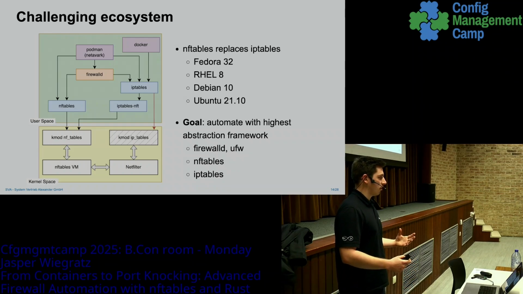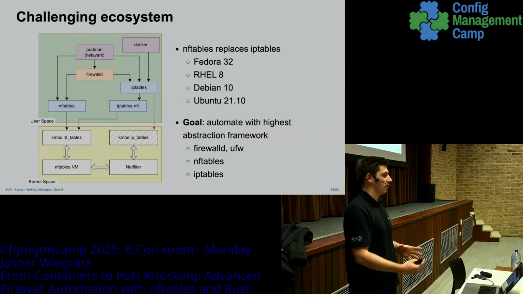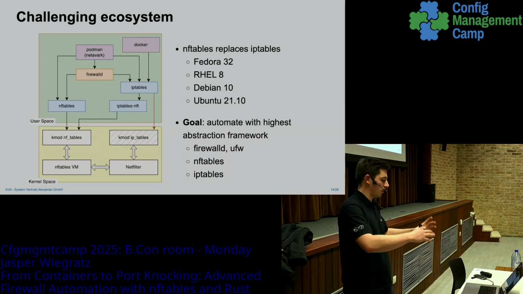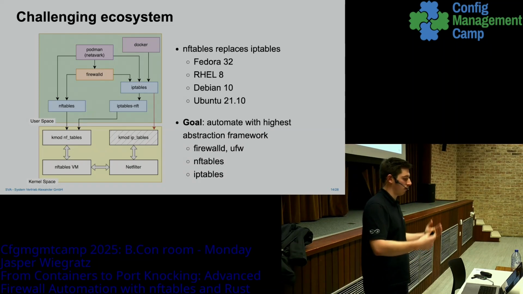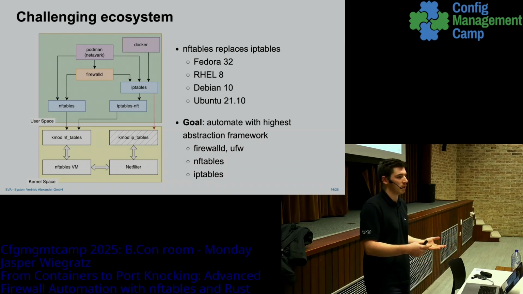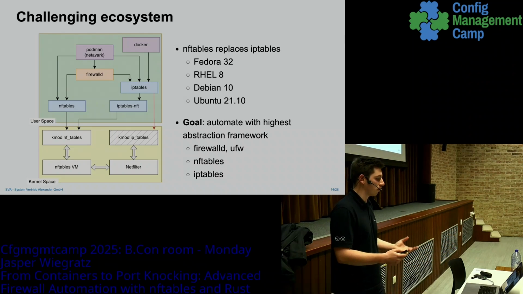So if you want to automate, you have to think about conflicts because you don't want to write to a low-level layer that is managed by an upper layer. If you have Firewall D, you would probably want to use Firewall D instead of just writing to IP tables or nftables directly to avoid conflicts.